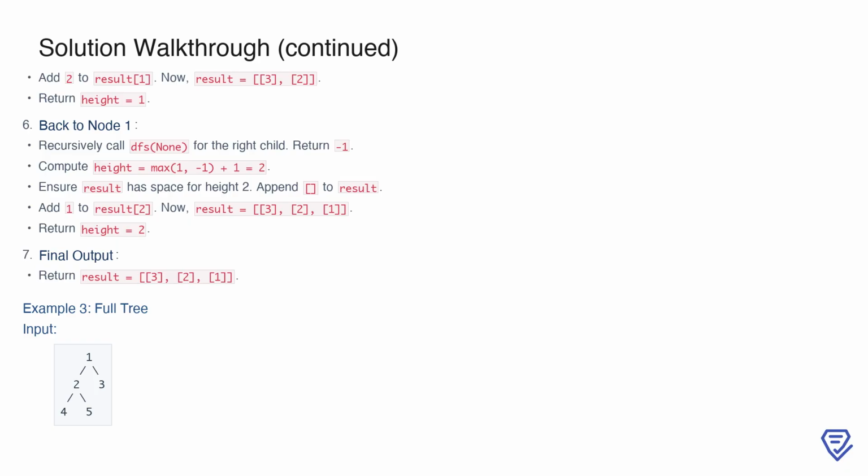Next, at node 1, we examine its right child, which is null, resulting in a height of -1. Using the height of 1 from node 2 and -1 from the null right child, we calculate the height of node 1 as the maximum of these values plus 1, giving a height of 2. We ensure result has space for height 2, appending an empty list if needed, and add node 1 to result[2]. The final result for this tree is [[3], [2], [1]], which we return.